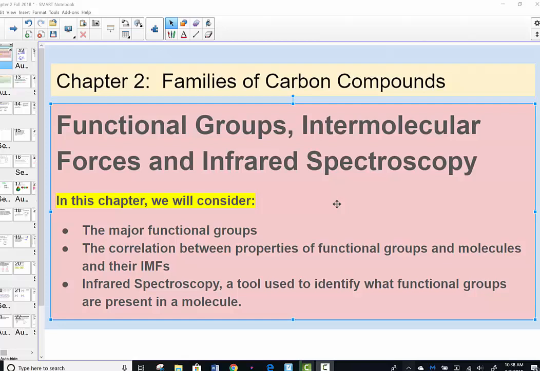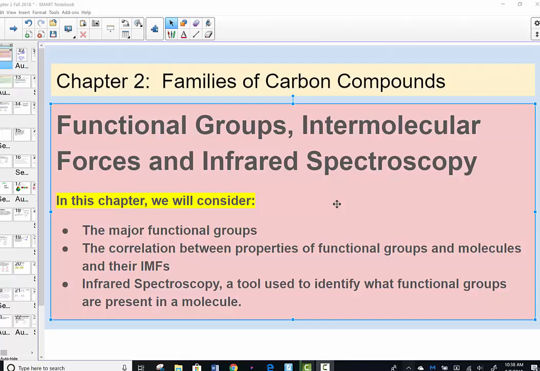Through a process of really good group work, you're going to tackle teaching one another major functional groups, that correlation between the properties of functional groups and molecular compounds and their intermolecular forces. And finally, the chapter wraps up by sharing with us a lab tool called infrared or IR spectroscopy, in which we're able to identify functional groups that are present in a molecule.